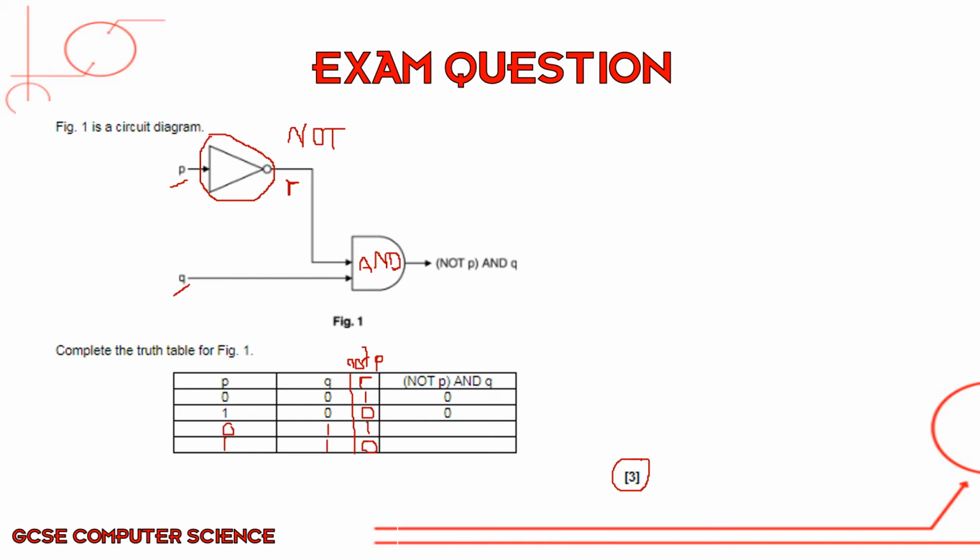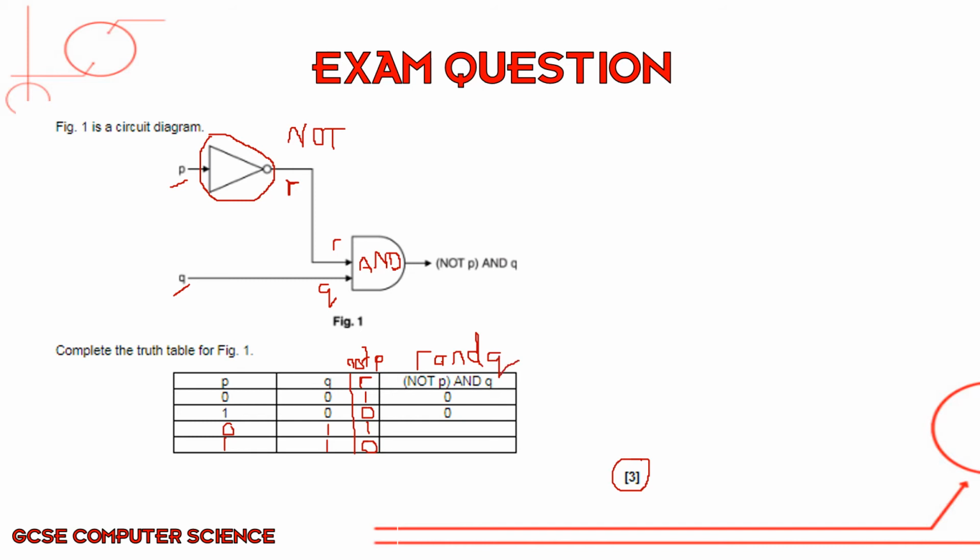So now our last column is actually going to be R and Q, because R is going in and Q is going in. So we're just going to look at these two columns instead. We're going to look at this column and this column and use that for the last bit. So our last column is actually R and Q.